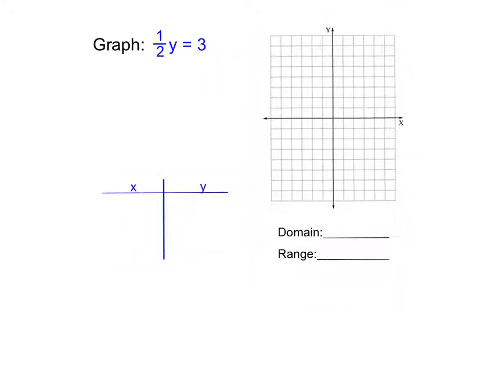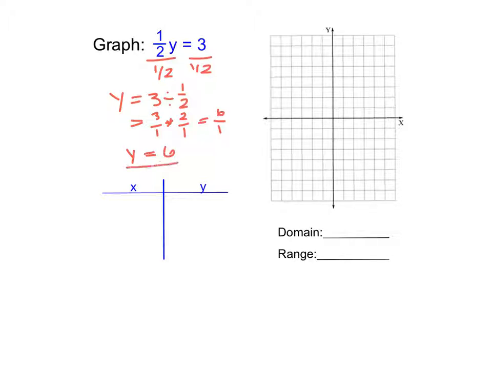All right, and final example here. So we're going to start by getting the y value by itself. And what I notice is that y is being multiplied by 1/2. So what I'm going to do to get y by itself is divide both sides by 1/2. So I have y is equal to 3 divided by 1/2. Well, I know I can turn that into multiplication by multiplying by the reciprocal. So this is really saying y is equal to 6/1, so 6.